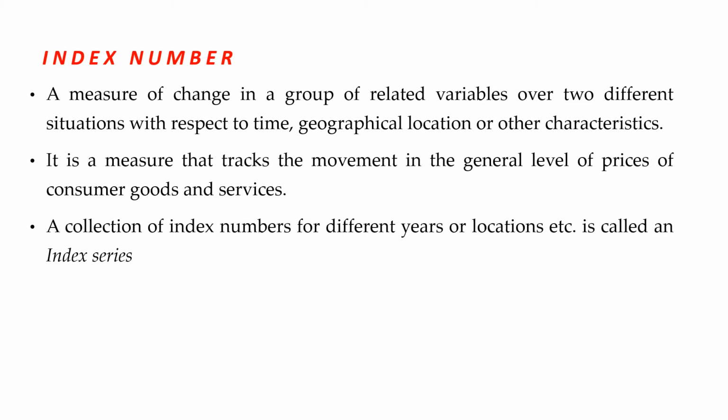So first we will see what is an index number. Index number is a measure of change in a group of related variables over two different situations with respect to time, geographical location or other characteristic. It is a measure that tracks the movement in the general level of prices of consumer goods and services. And if we have a collection of index numbers for different years or locations, then it is called an index series.